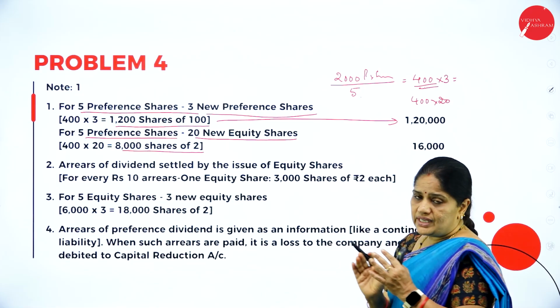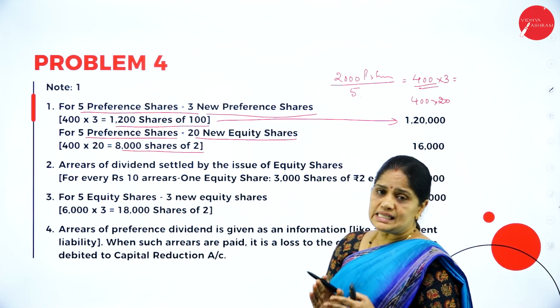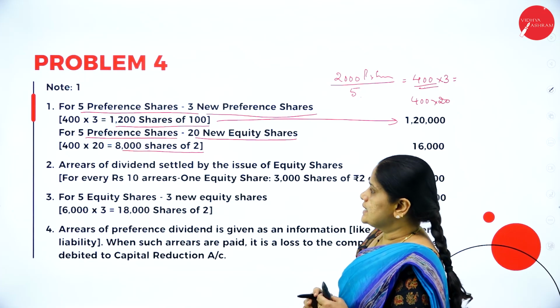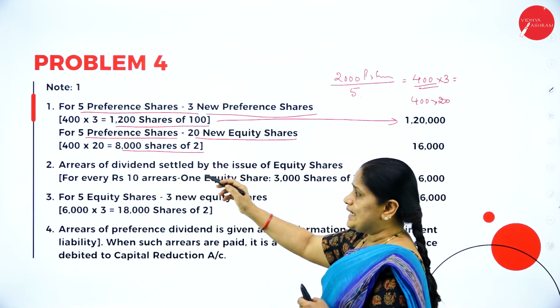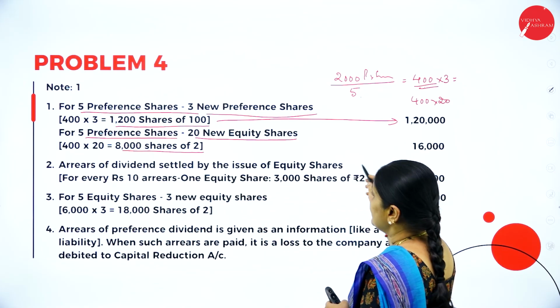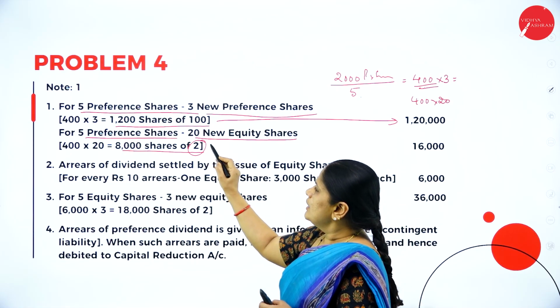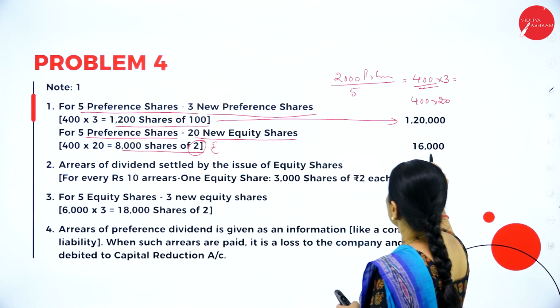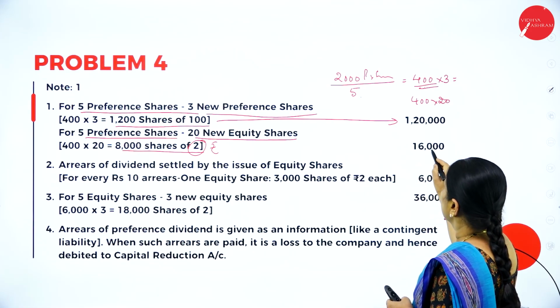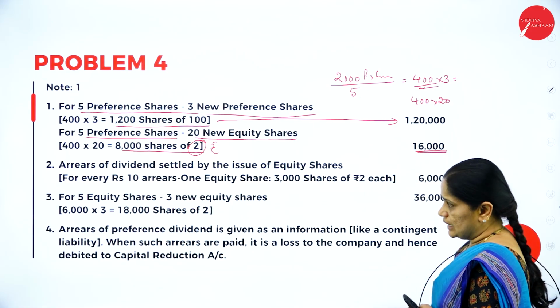So each and every sentence you have to analyze step by step and then calculate here. So 400 into 20, it is 8,000, and what is the value of each share? 2 rupees. So that comes up to 8,000 into 2, it is 16,000.